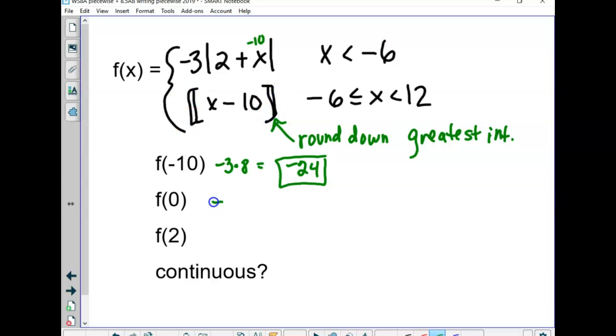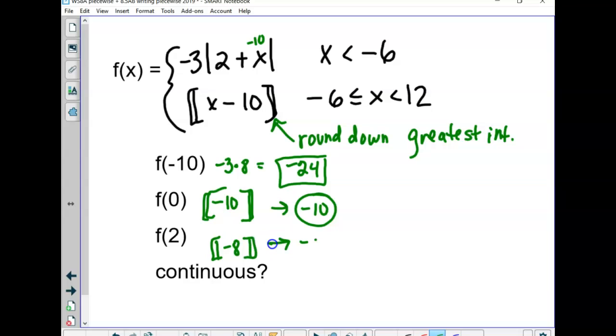Does anybody remember what those do? Is -10 an integer? Yes, so does it round anywhere? No, the answer would just be -10. If I put a 2 in, it goes into the bottom rule, right? So 2 minus 10 would be -8. Is -8 an integer? Yeah, so I just get out -8. So it wasn't any fun examples.